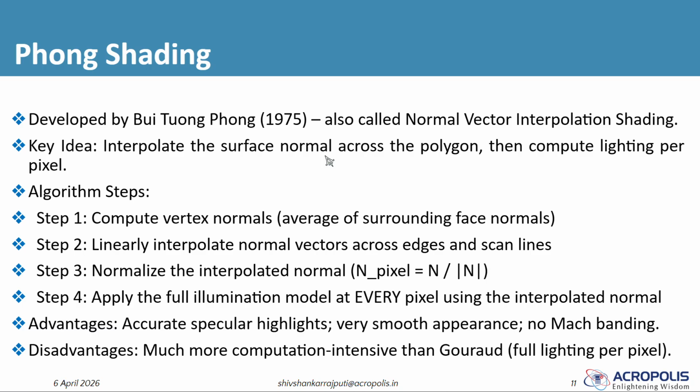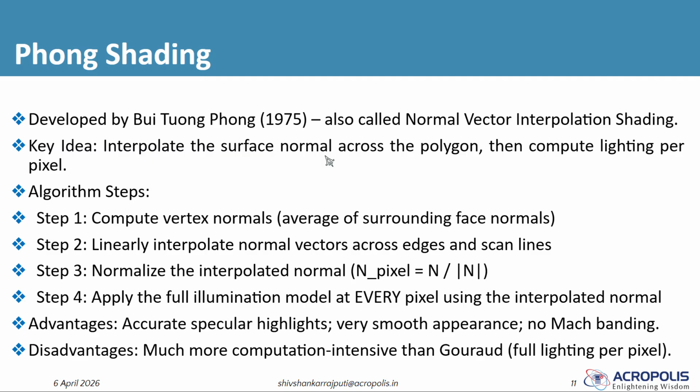Now we have Phong shading. The most advanced of the three is Phong shading, developed by Bui Tuong Phong in 1975. The key difference here is that instead of interpolating intensity values, we interpolate the surface normal vectors across the polygon and then compute the full lighting model at every single pixel.